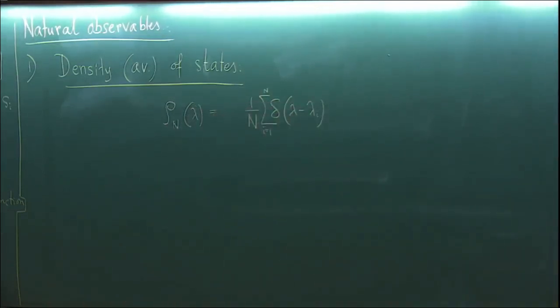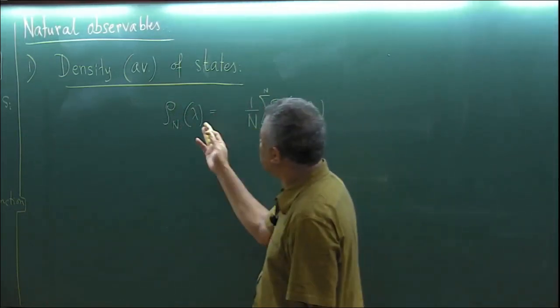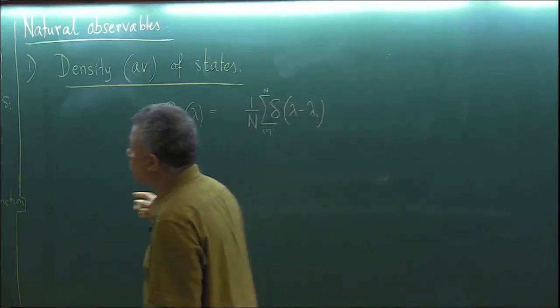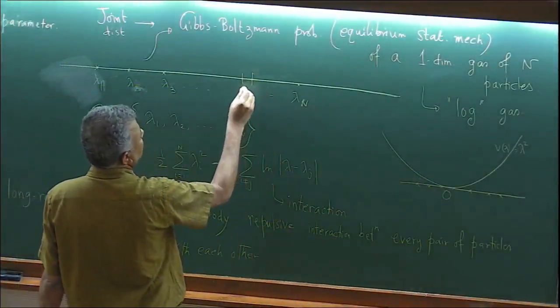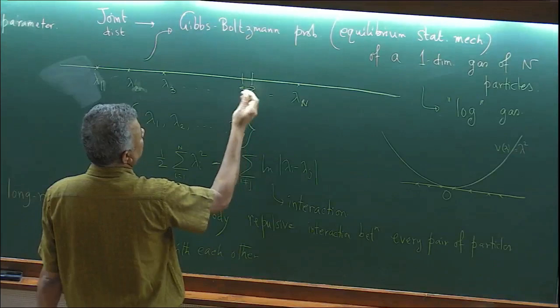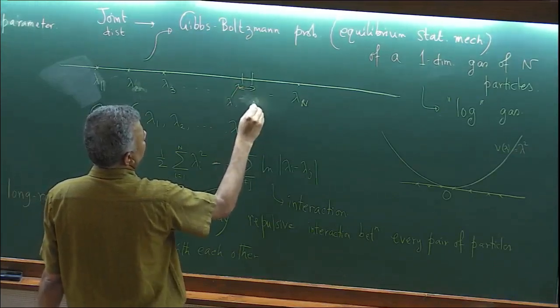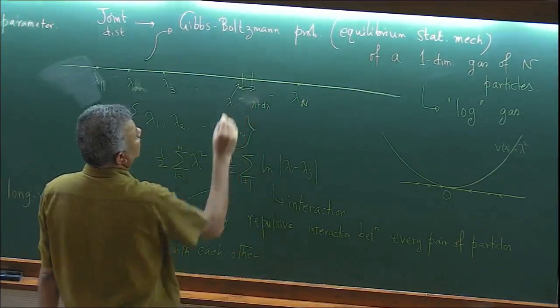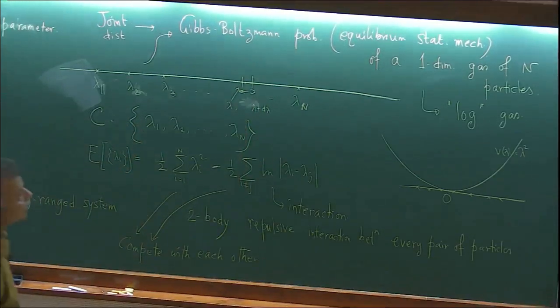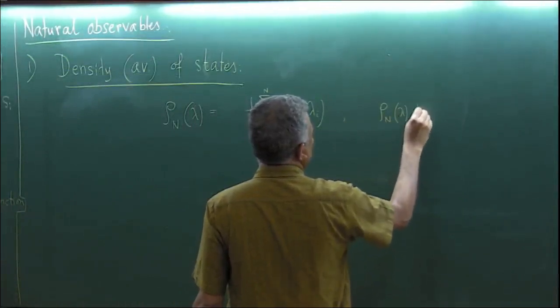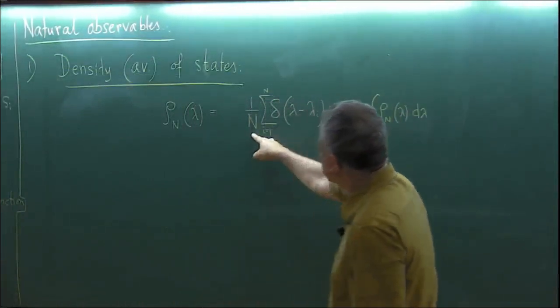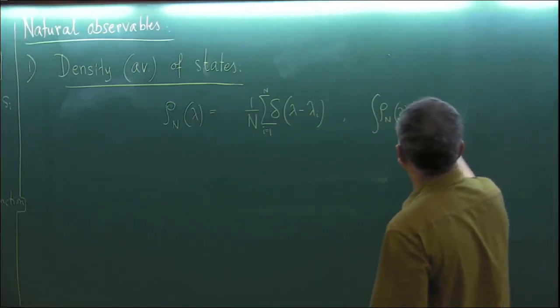So what is this object? This object just counts how many eigenvalues are there between lambda and lambda plus d lambda. I am on my line, and I look at a small interval of width d lambda between lambda and lambda plus d lambda. How many points are there in this small region? Fraction of such points. There are total N points, because if I integrate this object, I've divided by this N, such that, what is the integral? Tell me.